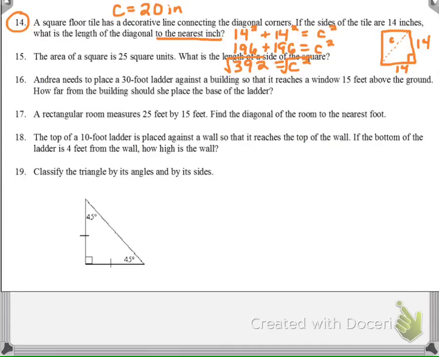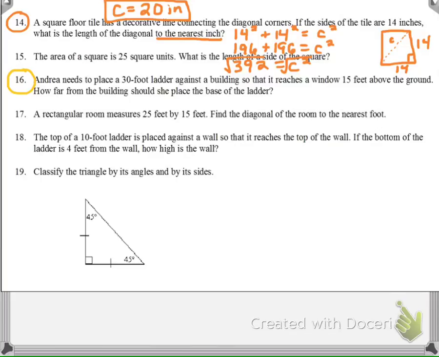Alright, now I'm going to only do the even problems on this page. I'll do the odd ones on the next one, okay, because there's not really a lot of room here. Alright, so this time I'm going to be looking at 16. I'll do 15 in a minute. Alright, so we have a 30-foot ladder against a building that reaches a window 15 feet above the ground. Okay, and the question is, how far from the building should she place the base of the ladder?